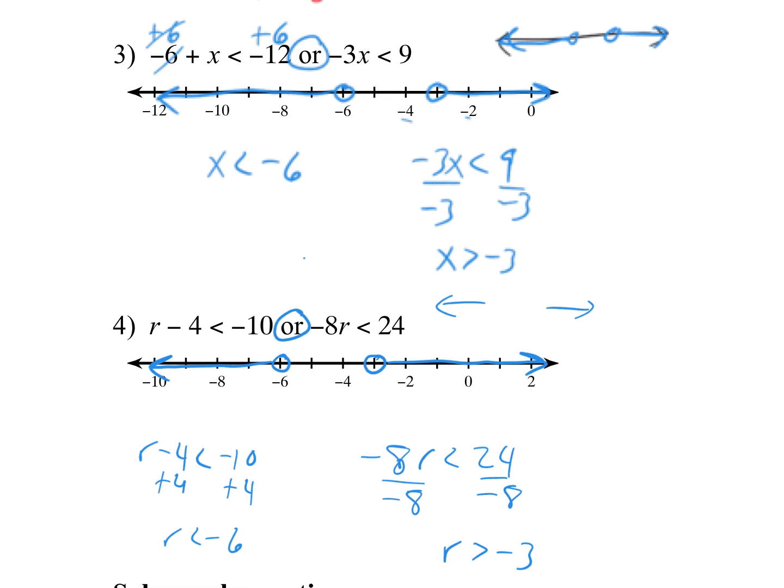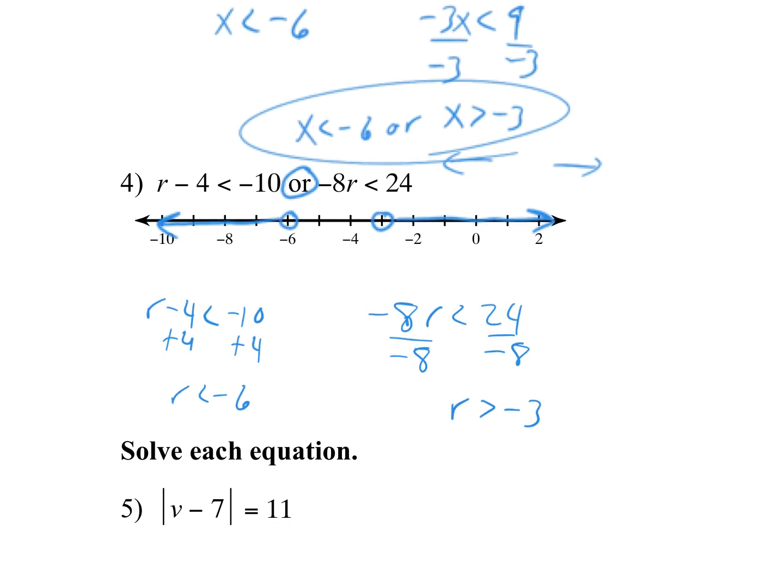Oh, I forgot to write the final answer for this one. It should be x is less than negative 6 or x is greater than negative 3. And then same thing here. r is less than negative 6 or r is greater than negative 3.